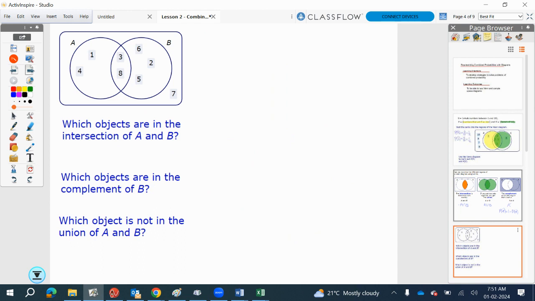So which objects are in the intersection of A and B? So the intersection of A and B is a set. We have the elements 3 and 8. Notice the vocabulary, notice the notation. So the intersection of A and B is the set with 2 elements, that is 3 and 8. We have a notation for counting the number of elements in a set. So the number of elements in set A intersection B is 2. A little bit of notation.